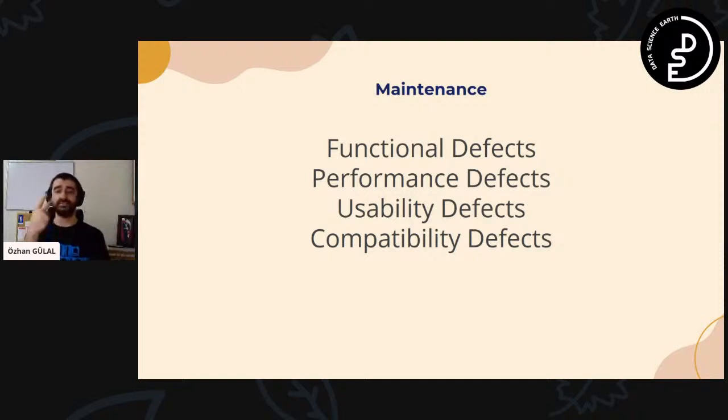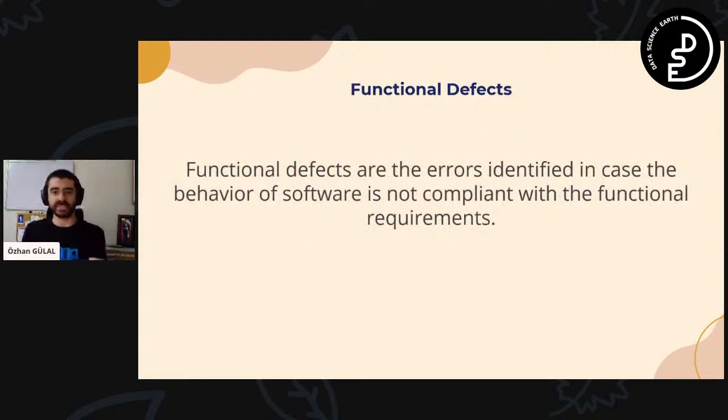Functional defects, performance defects, usability, and compatibility. We're going to inspect all of them title by title. First one is functional defects. Functional defects are the errors identified when the behavior of the software is not compliant with the functional requirements.